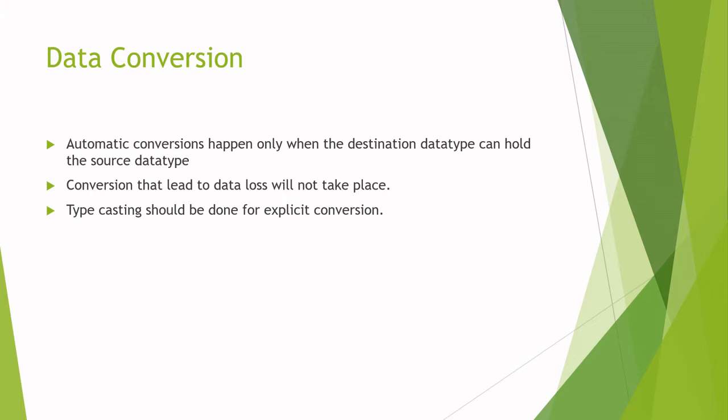If your program attempts to assign a long value to an integer value, then we'll get a compiler error because data loss will happen. The destination data type is smaller than the source data type. In that case, you have to explicitly convert the data type. This is known as typecasting. Let's look at the examples for automatic conversion and explicit conversion.